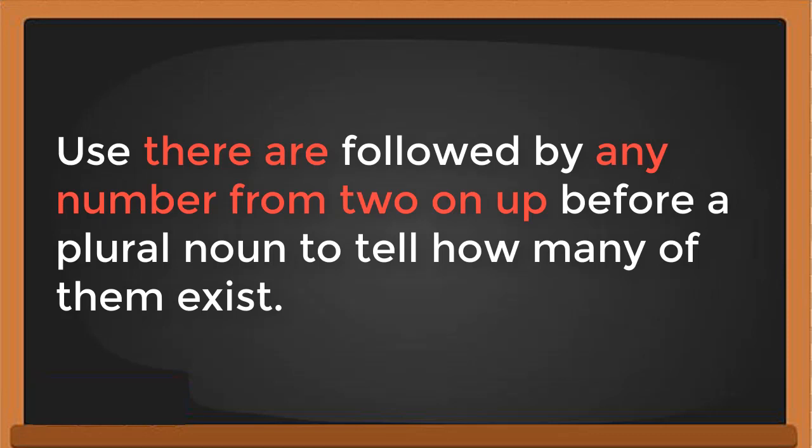Because the question is "are there," you must answer it with "there are," followed by any number from 2 on up before a plural noun to tell how many of them exist. Remember, if we use "there is," you only have to use 1 as the answer. But "there are" is used with any number from 2 on up. You can use 2, 3, 5, 10, etc. But never use 1, because 1 is only used with "there is."